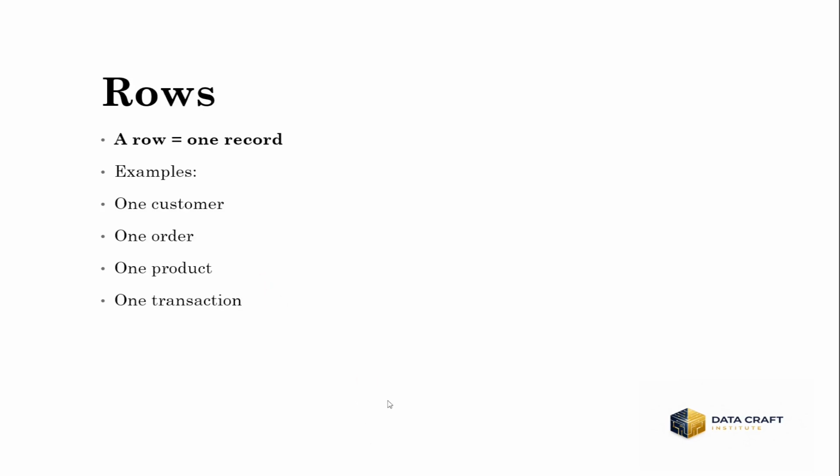Rows. A row represents one individual record inside a table. For example, in a customer table, one row represents one customer. In an orders table, one row represents one order. And every time a new transaction happens in a system, a new row gets added to a table.